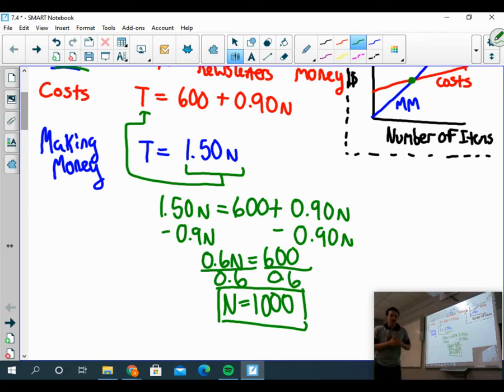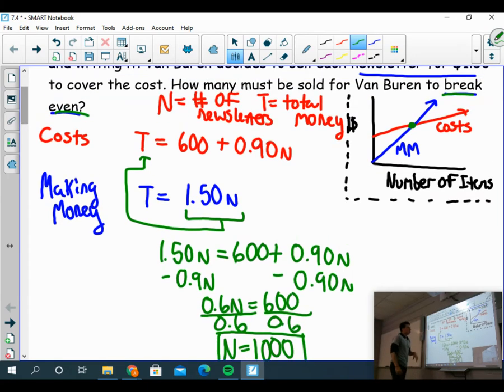Now, how could we check this? How could we ensure that this is indeed correct? Well, breaking even implies what? That the amount of your costs and the amount of money you make are the exact same amount. So let's plug 1,000 in for n in both equations.